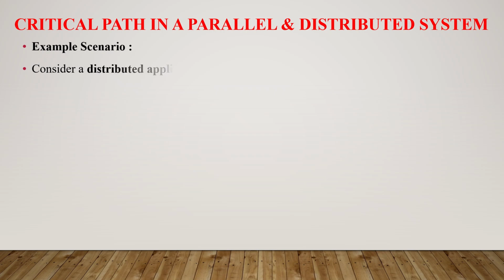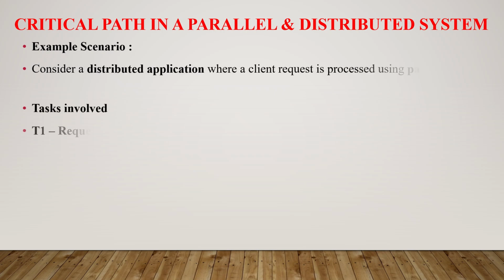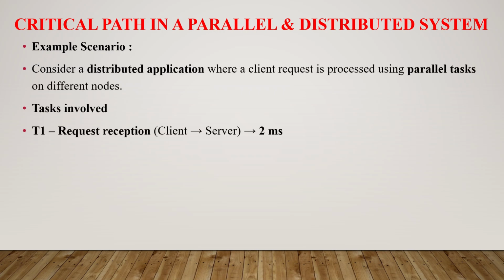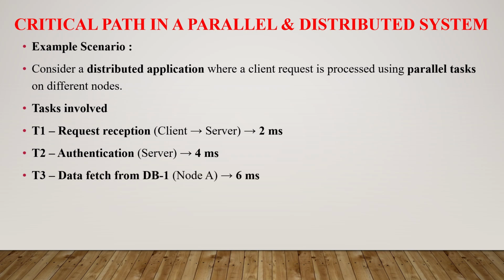When a client sends a request, the first step, T1, is request reception, taking 2 milliseconds to reach the server. Next, the server performs authentication, T2, which takes 4 milliseconds. After that, 2 tasks run in parallel. T3 fetches data from database 1 on node A in 6 milliseconds, and T4 fetches data from database 2 on node B in 3 milliseconds. Both must finish before the next step.